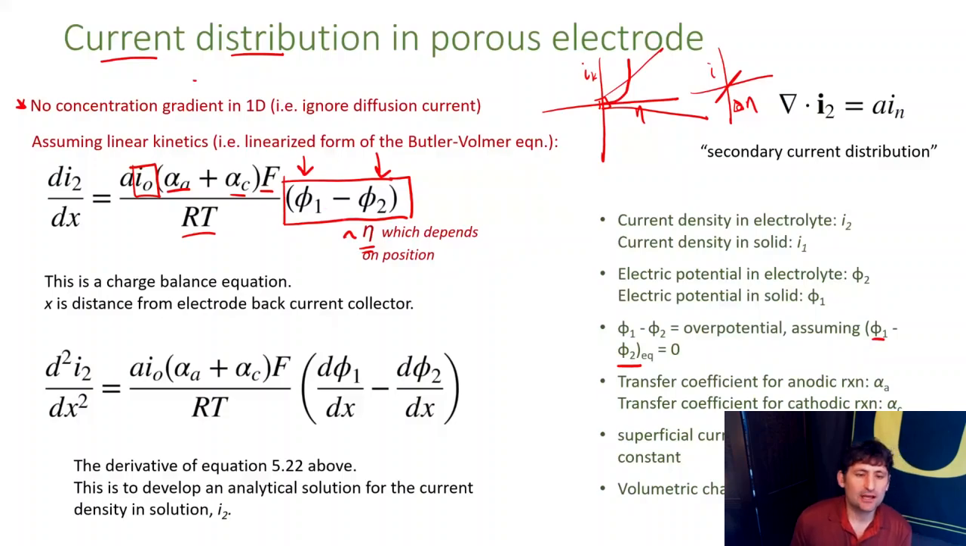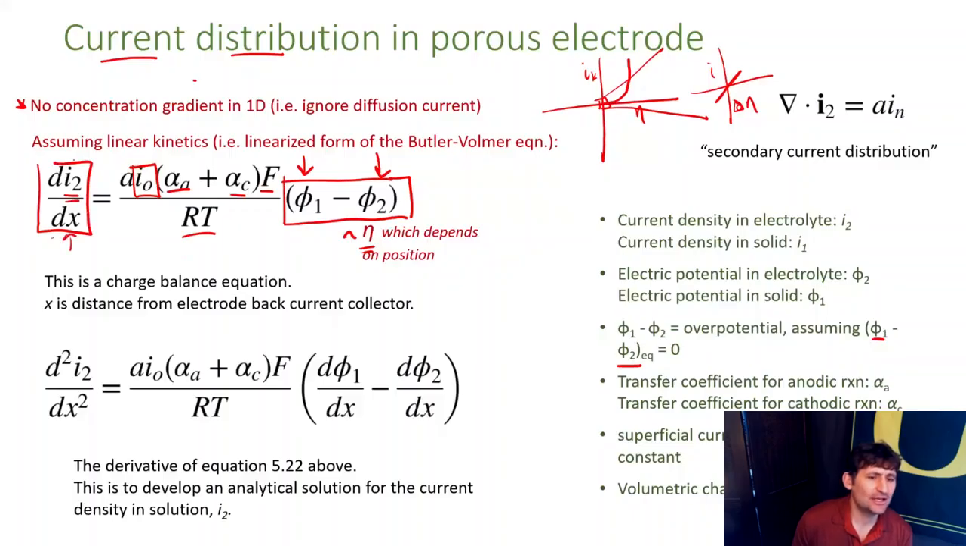But for now, we can think about this as the driving force for the electrochemical reaction, the difference in the electric potential in the solid versus the electrolyte. So this equation, this Butler-Volmer equation, tells me how the current in the electrolyte, I2, changes with position.